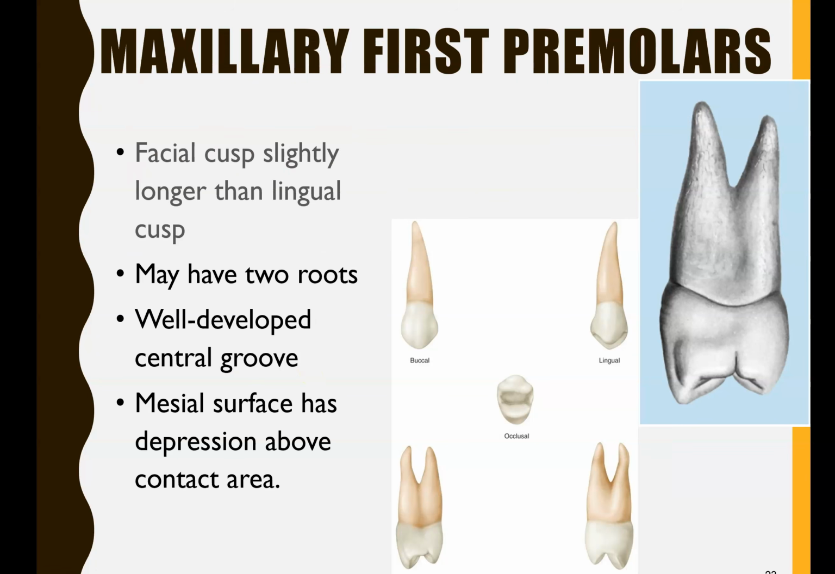Okay, let's look at premolars. So we're going to look at the maxillary first premolars. Remember, the maxillary first premolar is your exception because it has 2 roots. All other premolars have 1 root. Maxillary first premolars have 2 roots.